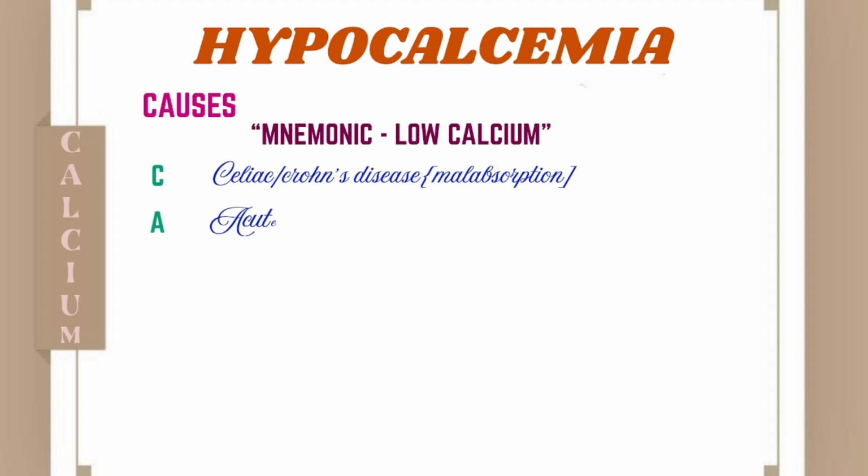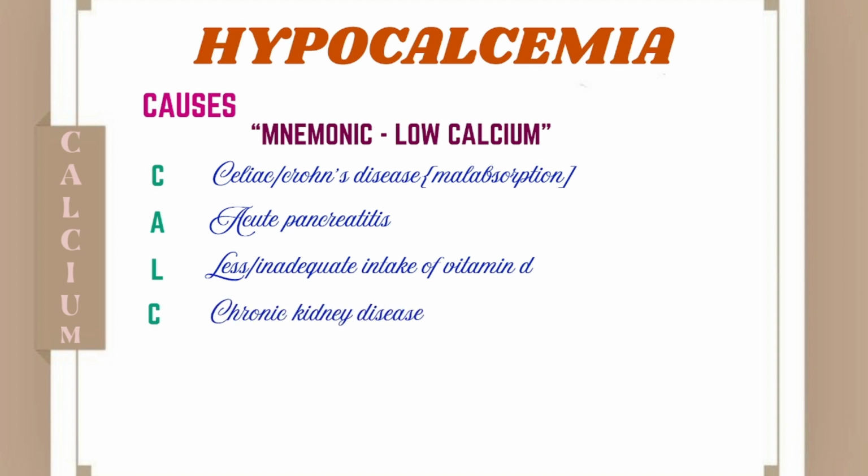A stands for acute pancreatitis. Pancreatitis, if there is inflammation of the pancreas, the calcium will bind with fatty acids, which lowers the calcium level in the blood. L stands for less or inadequate intake of vitamin D. We know that vitamin D is essential for calcium absorption. So, if there is deficiency of vitamin D, calcium absorption will not occur, which leads to hypocalcemia.